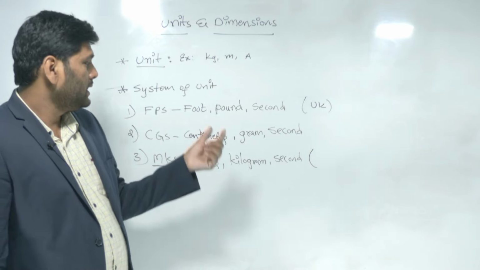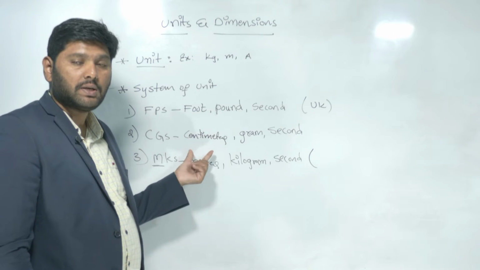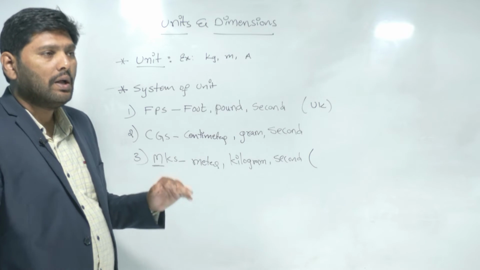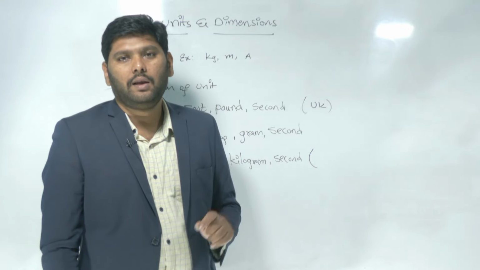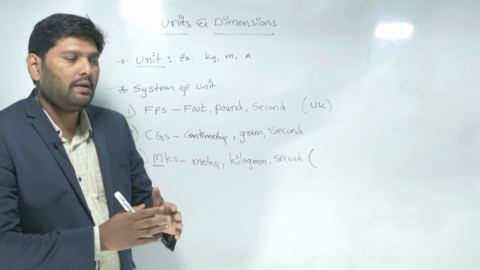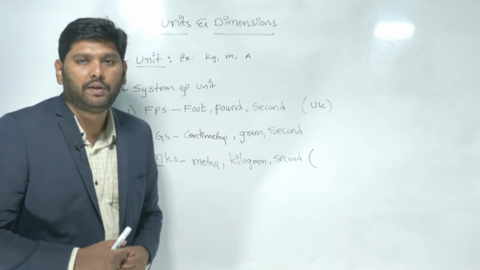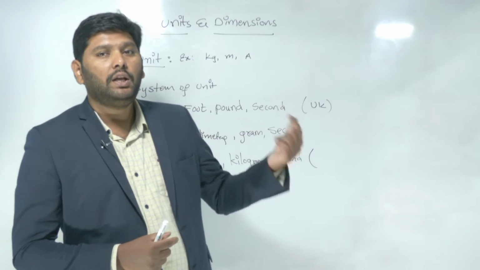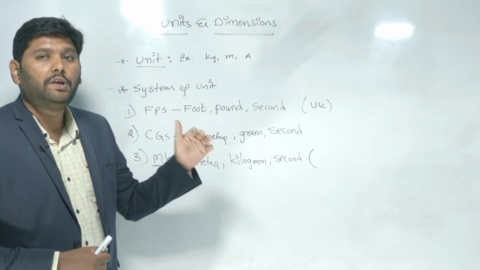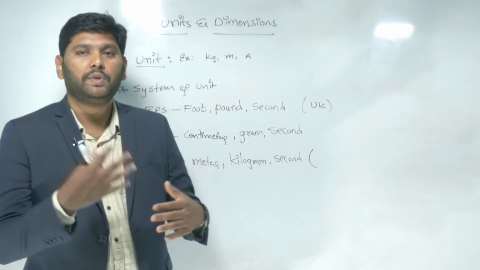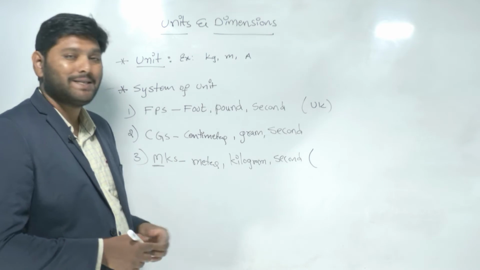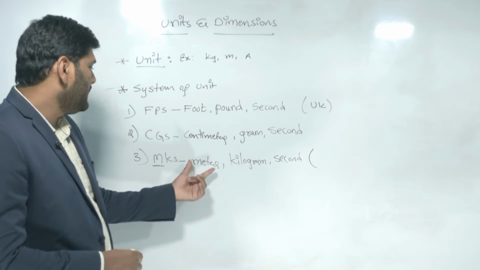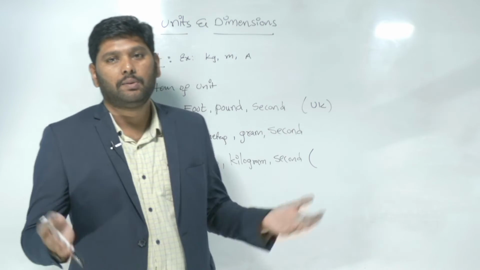But the thing is, this foot cannot be equal to centimeter, centimeter cannot be equal to meter. So while measuring the length of an object, let me take cloth length for example. If you are measuring the cloth length with foot, it will give some value, and when you are taking it with centimeter, it will give some other length, and while taking the meter, it will give some other thing.